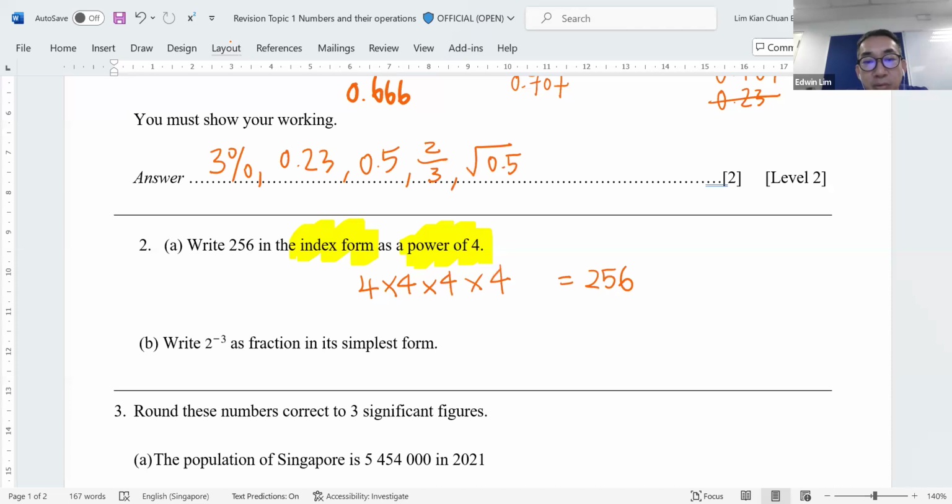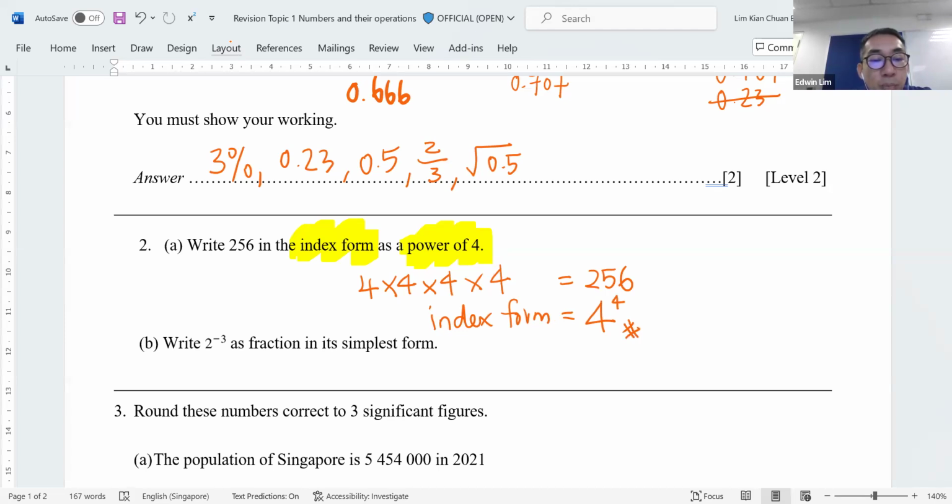The 4 appeared 4 times. So index form, the base is 4. How many times? 4 times. So this is the answer to 2a.